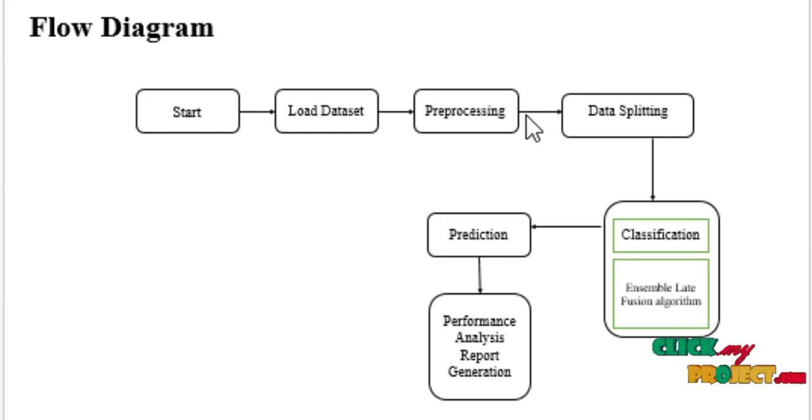After that we move to the splitting part. Here we split our dataset into a training part and a testing part. We have more data in training and less data in testing. After that we have the classification. We have used the Ensemble late fusion algorithm. Here we combine the Random Forest algorithm and XGBoost algorithm for the prediction. After getting the result, we predict whether malware is detected or not.